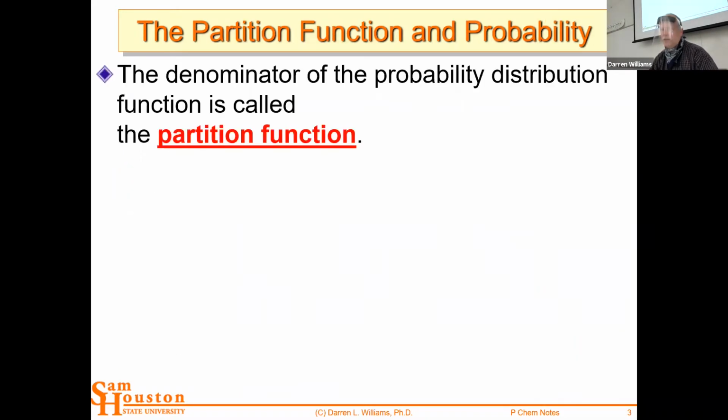So let's talk about this partition function. That denominator in the probability distribution function is called the partition function. And that is something that you hear that word, you know you're in statistical thermodynamics. That's like the governing calculation for all of statistical thermo.